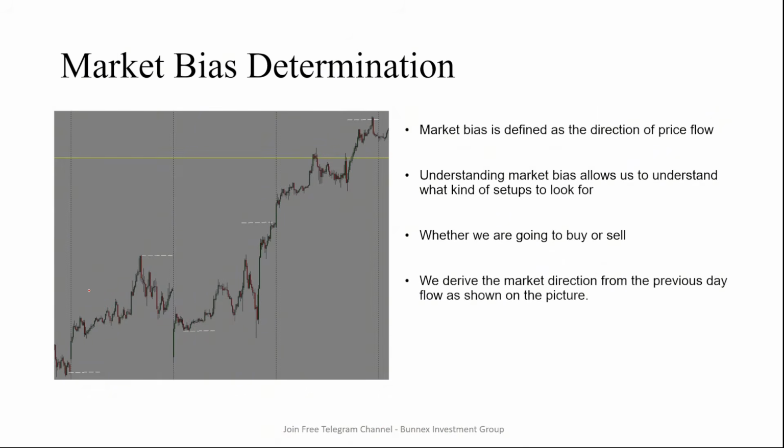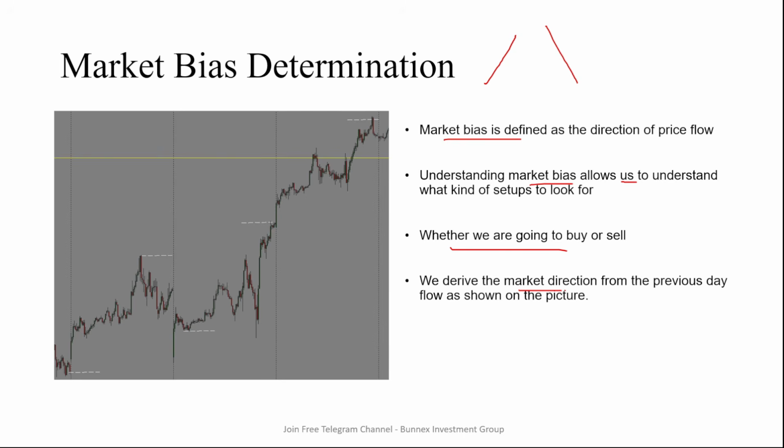All right, first is market bias determination. What is market bias? It is defined as the direction of flow. Is the market going to the upside or is the market going to the downside? That is basically what market bias means. Understanding market bias allows us to understand what kind of setups to look for, whether we are going to be looking for buys or sells on a particular day, or whether we are going to stay out of the market for that day. It is something that comes out of the market bias.